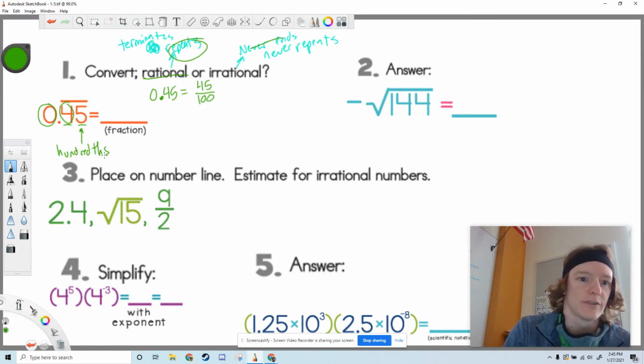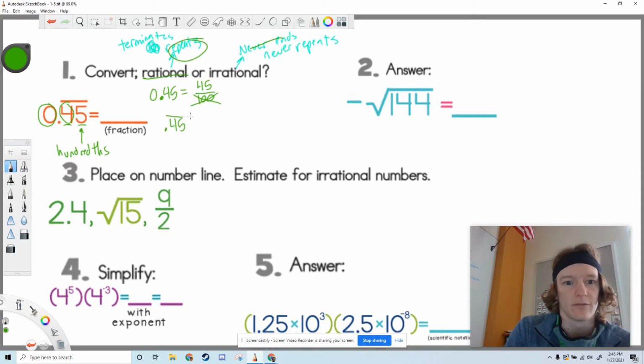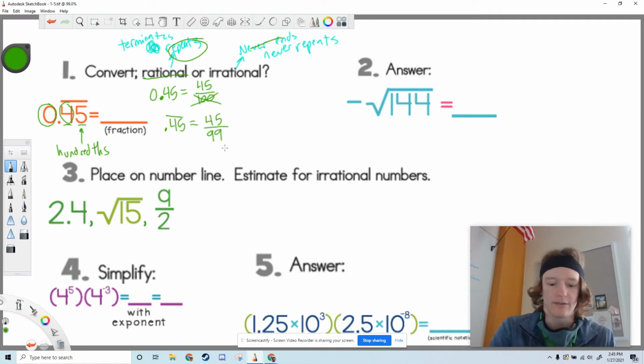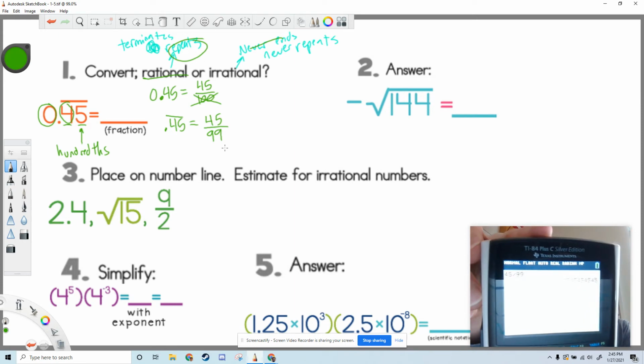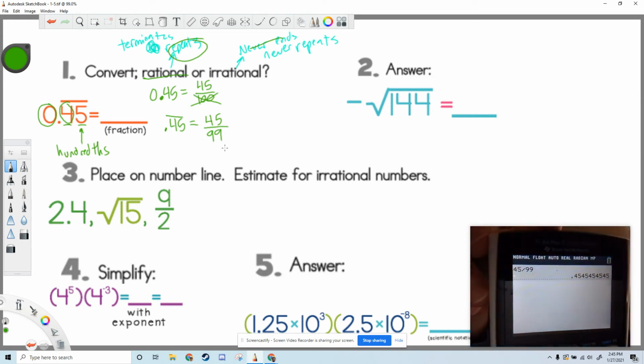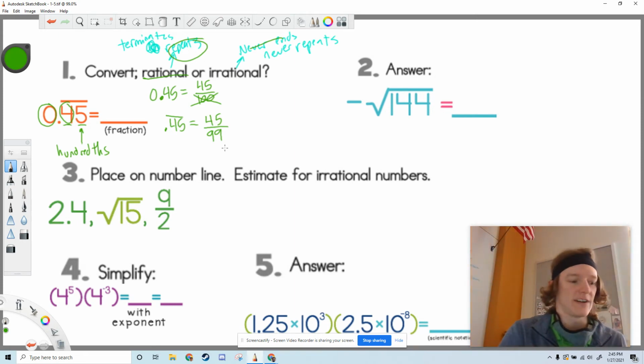Now, if I say 45, 45, 45, 45, 45, all we do is take 1 away from this 100. So 0.45 repeated is 45 99ths. And we can check that on our calculator. We can do 45 divided by 99. Look what we get. It'll show up, I promise. 0.45454545, repeated 45s forever. All you have to do is take 1 away from that denominator. So it is 45 99ths.